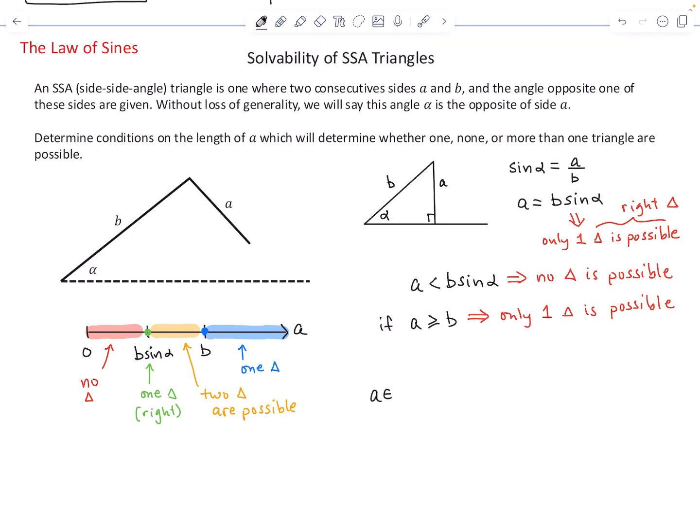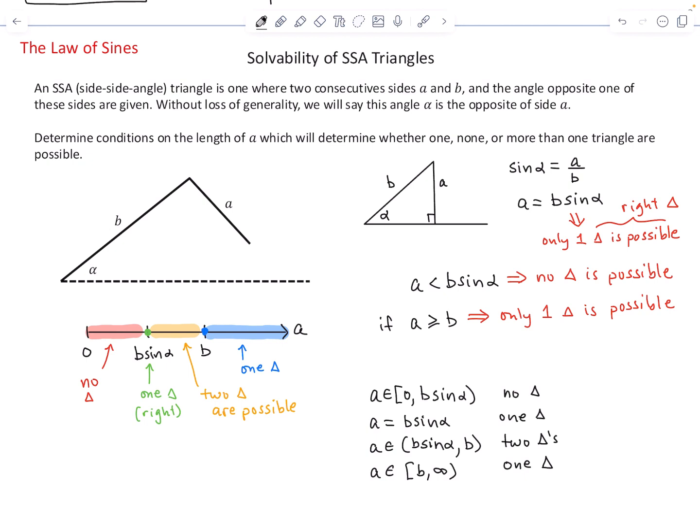So in summary, if A is a value somewhere in the interval from 0 inclusive up to B sine alpha exclusive, then we have no triangle. If A is B sine alpha, we have one triangle. If A is somewhere in the interval from B sine alpha up to B, excluding both endpoints, we get two triangles. And finally, if A is B or more, in theory up to infinity, we go back down to just one triangle possible. Let's use this information on the next few slides. Next page.